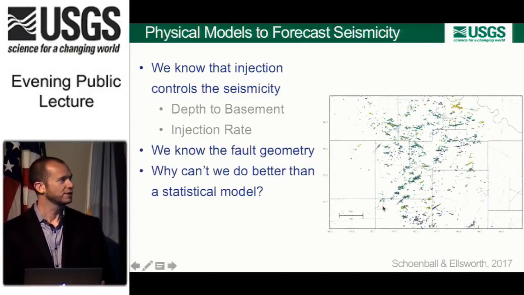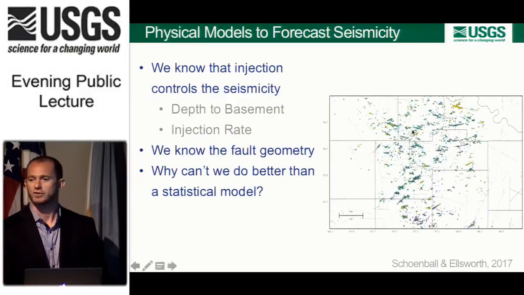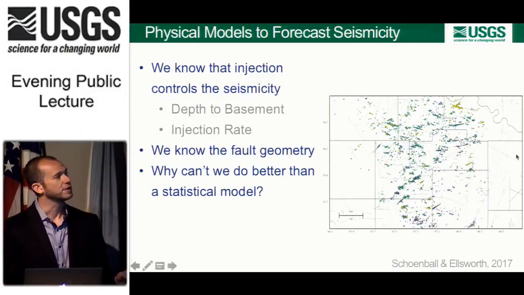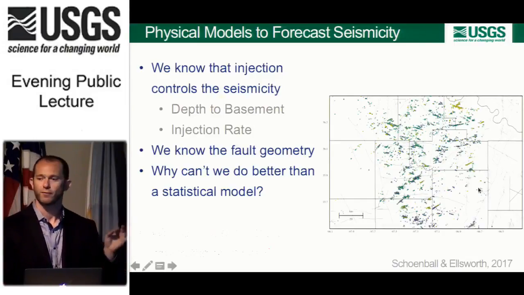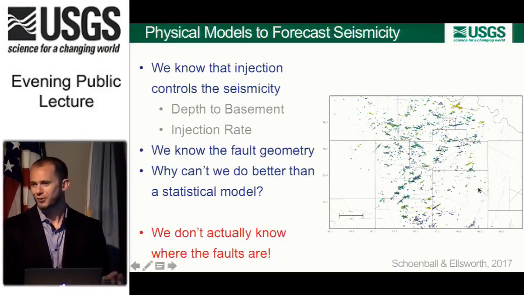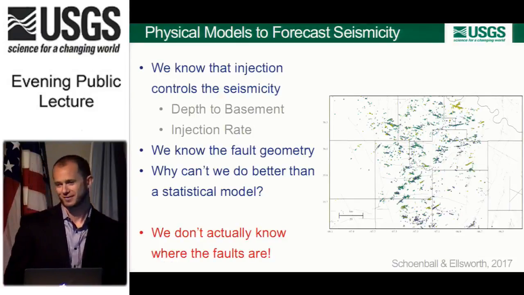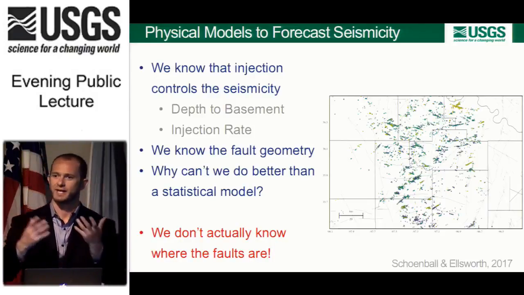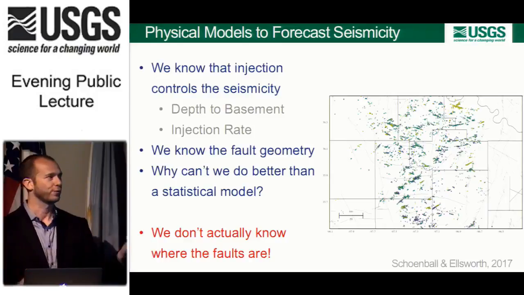Well, part of the reason is we don't really know the fault geometry. Now, all of these dots are showing you locations of earthquakes that have occurred in Oklahoma, and all of these lines are showing you locations of the faults that were in that fault map. Almost none of these earthquakes are happening on those faults. So we don't actually know where these faults are, so we can't actually predict the likelihood of earthquakes happening.